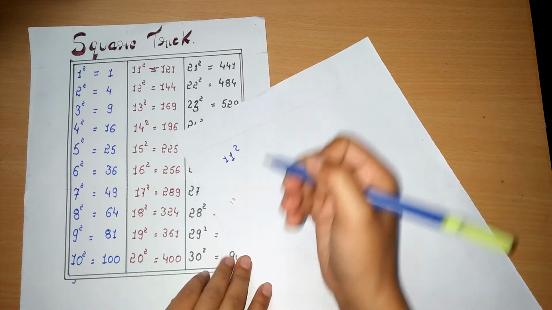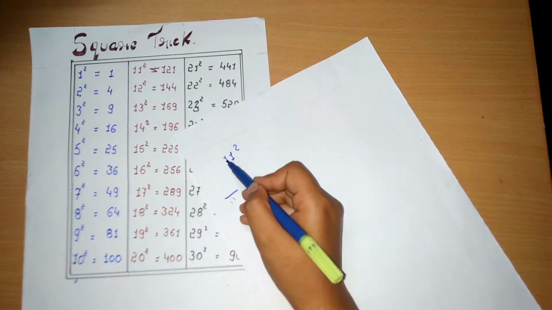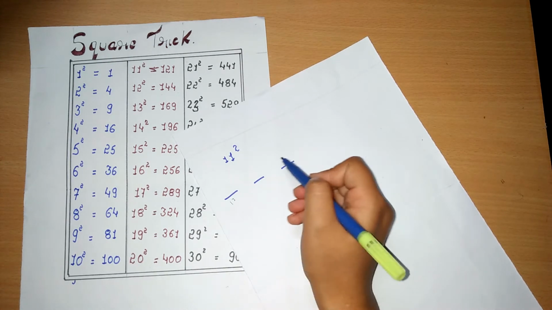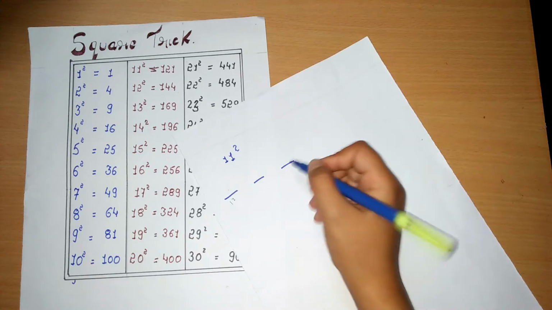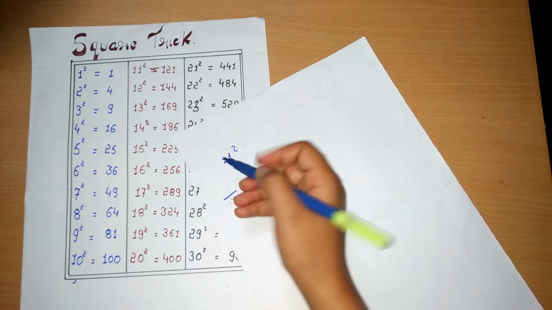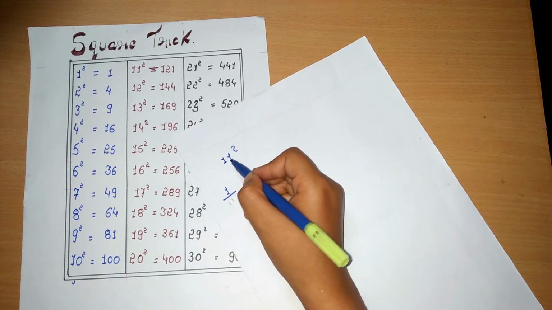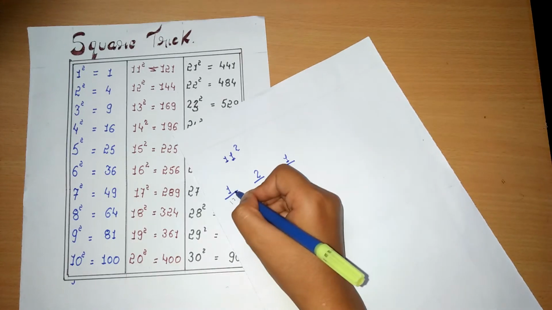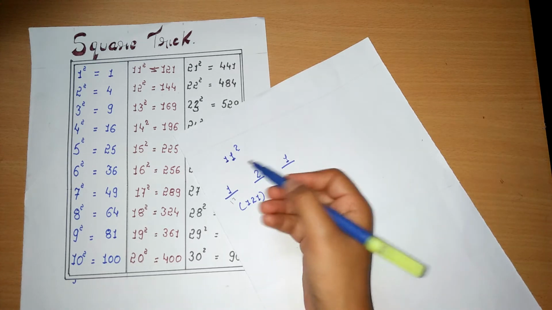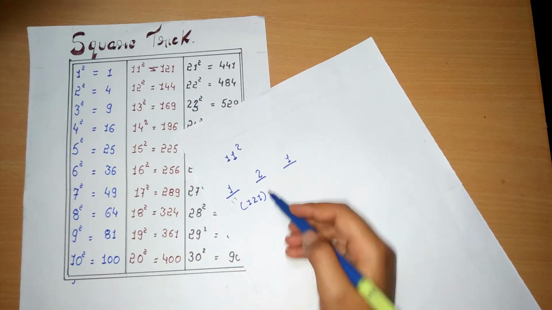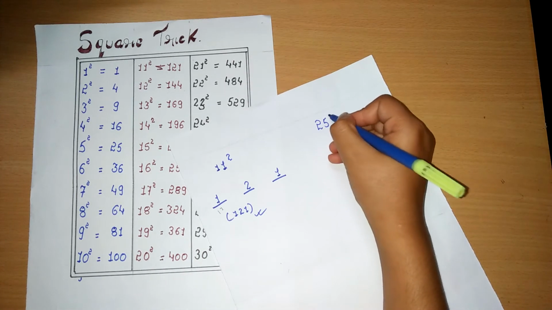Here is the square of 11. Let us first draw three lines like this. Then we look at the two digits and write the square of these two numbers in the first and last terms. 1 square is 1, we write it here, and 1 square is 1 here. In the middle part we multiply 1 into 1 into 2, it becomes 2. These three numbers combine as 1 2 1, and this is the square of 11: 121.